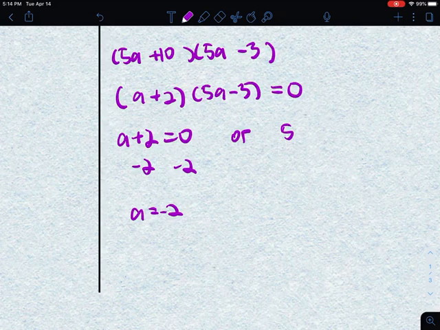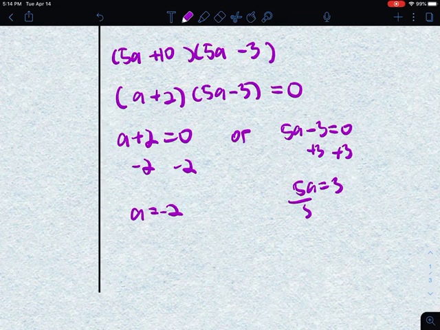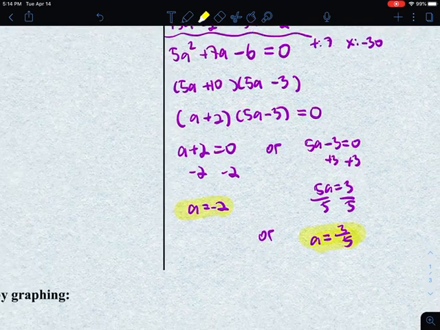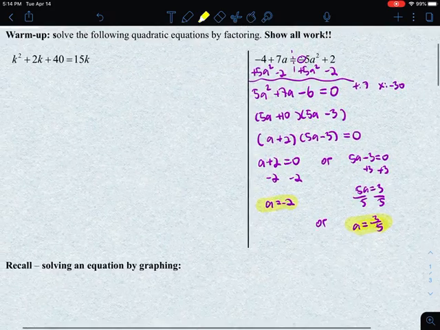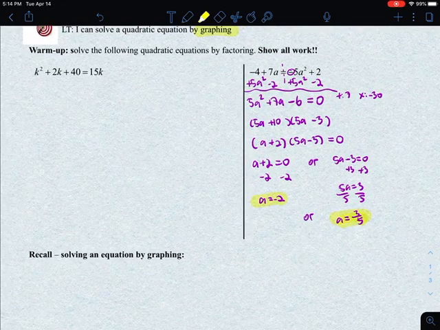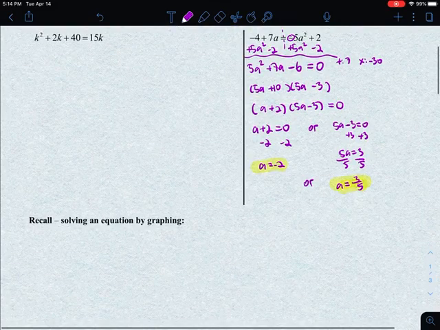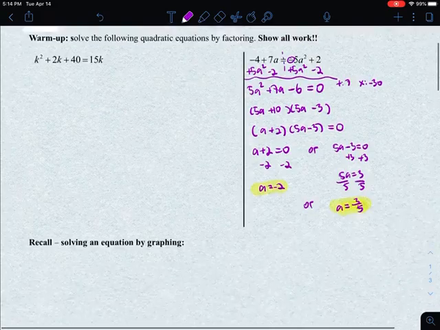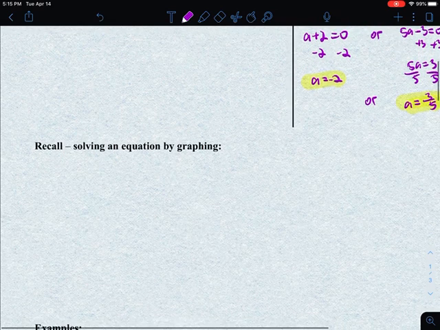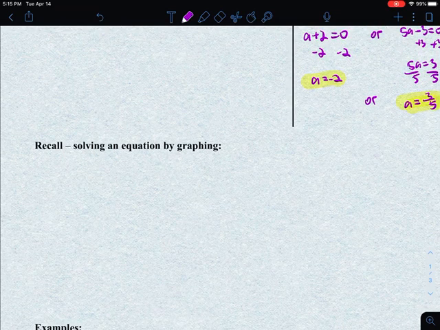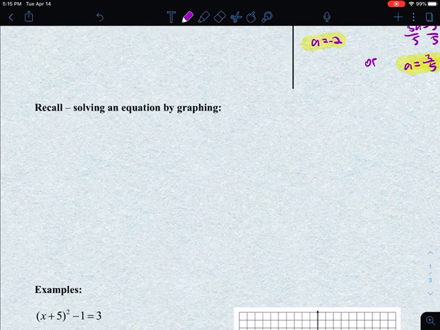So we get a equals negative 2 here, or 5a minus 3 equals 0, and I should end up with a equals 3/5. Okay, so I have a equals negative 2 or a equals 3/5. So that was solving quadratic equations by factoring, which we've done quite a bit already this semester. But now let's look at how we can solve by graphing.